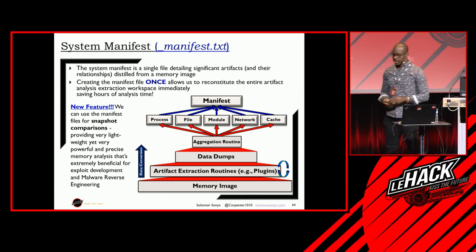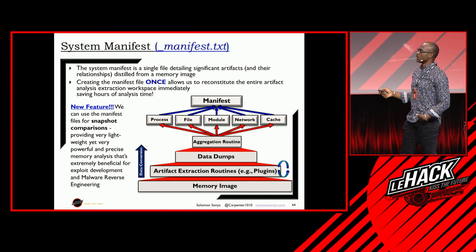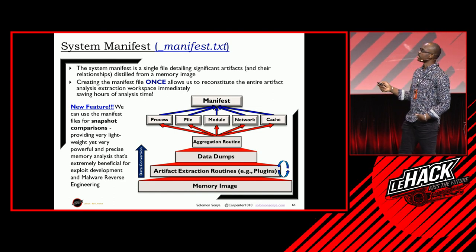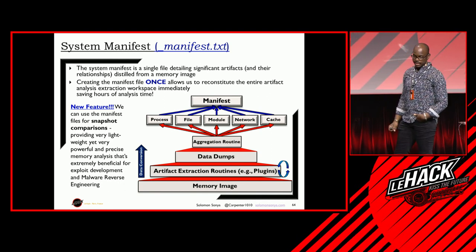OK, so from here, again, we have our stack. Just as we saw before, our data conversion is going upwards. We start with that memory image, extraction routines. We have different data that's being dumped from those plugins. Then we aggregate those into the different attributes that you see on the HTML file.